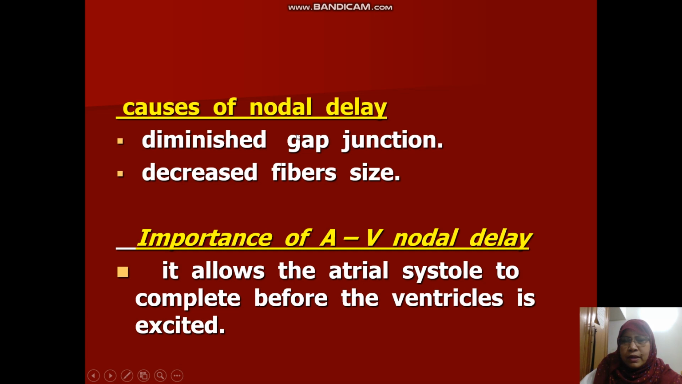So what are the causes of this nodal delay or AV nodal delay? Because the AV nodal fibers are decreased in size, and also the gap junctions are fewer in AV node and AV bundle. But it has great importance because it allows the atrial systole to complete before the ventricle is excited.